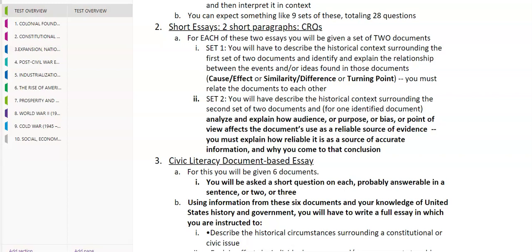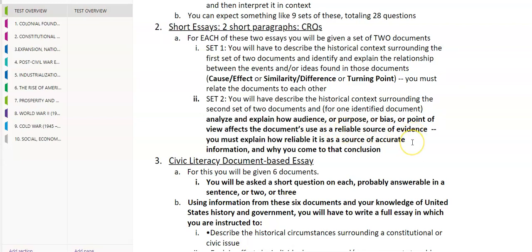The second set of documents, again, you'll be given 2, will require you again to describe the historical context surrounding them. So you'll have to identify what are these about, what time period are they happening in American history, and what's the issue that they're referring to. And then you're going to have to analyze and explain how the audience for the document, the purpose of writing the document, the bias behind the document, or the point of view of the writer or producer of the document, how one of those affects the document's use as a reliable source of evidence.